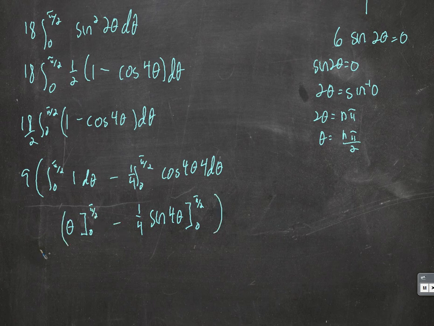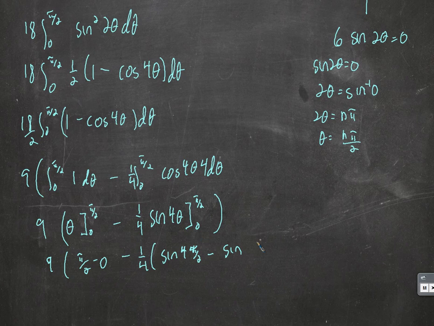We'd be subtracting. We've got a multiple of 9 out here. All right, so this one is going to be pi over 2 minus 0. This guy is going to come out to be 0 because we have 1/4 times the sine of 4 times pi over 2. Well, 4 times pi over 2 is 2 pi. The sine of that is 0. Minus the sine of 4 times 0, that's just 0. The sine of 0 is 0. So we wind up with 9 times just pi over 2. 9 pi over 2.